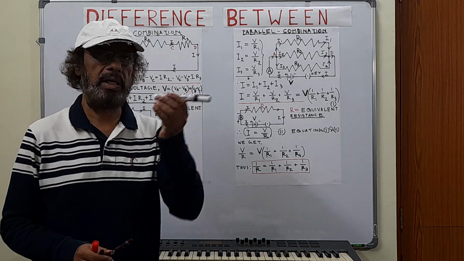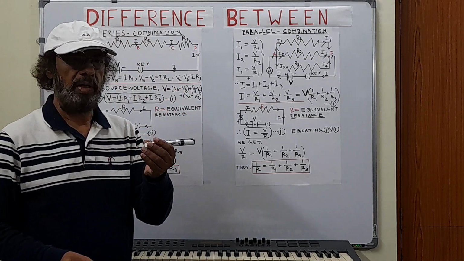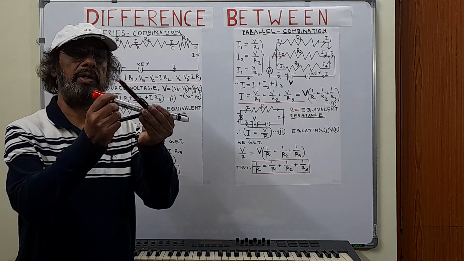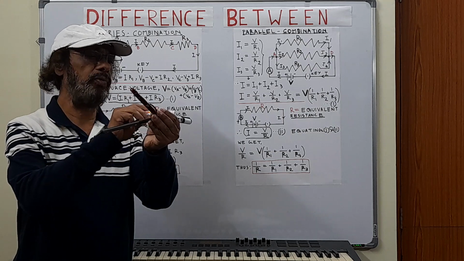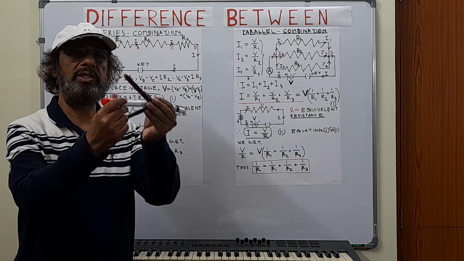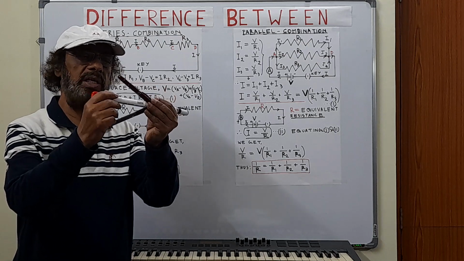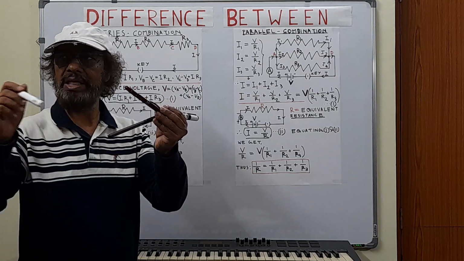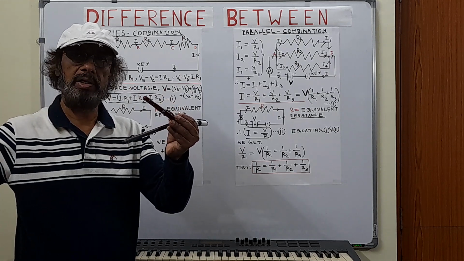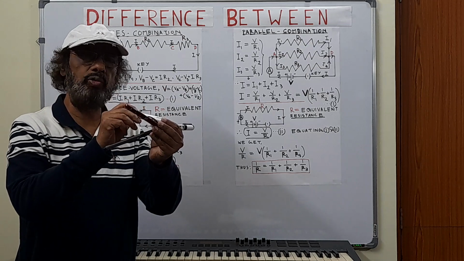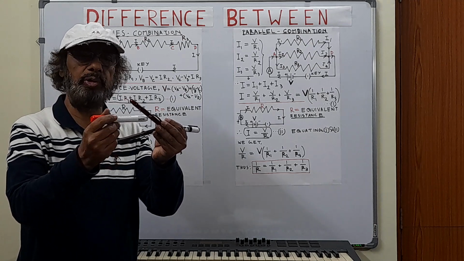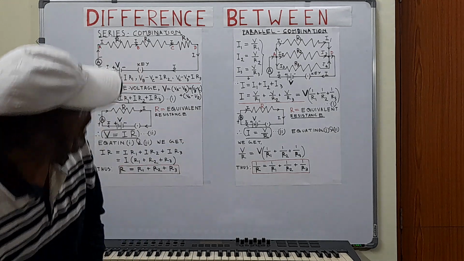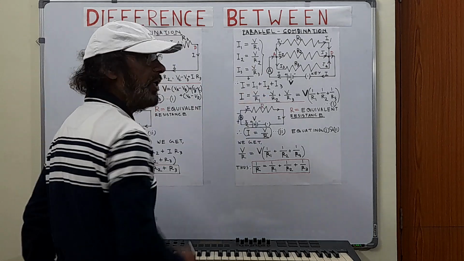Suppose this is the main river, and there are three tributaries of the river. Now water flowing through this main river will be distributed among these three tributaries, and after joining, these tributaries again will form the same river. Therefore, water flowing through these will be shared or distributed in these three tributaries. Similar is the case of parallel combination.